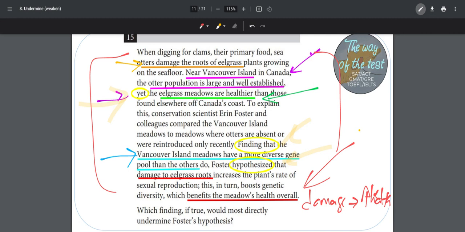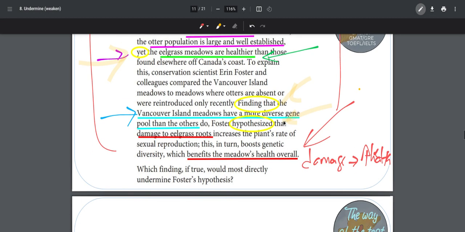Okay, so we have our predictions. We have damage is not the thing that causes health. It's something else. We have the reverse, which is the health is the thing that causes damage. We have the similar case that doesn't work, which is there's another case in which there's damage but there's no increase in health. And we have direct contradiction, which means either the otters don't damage the grass or the eelgrass meadows are not really healthy, or any other case. And with that in mind, we look for the alternatives.